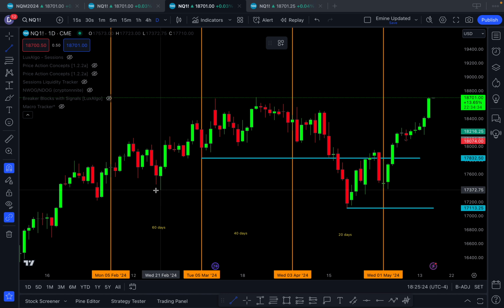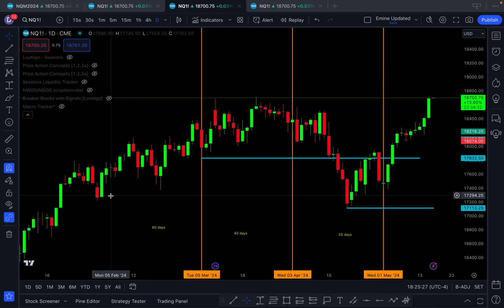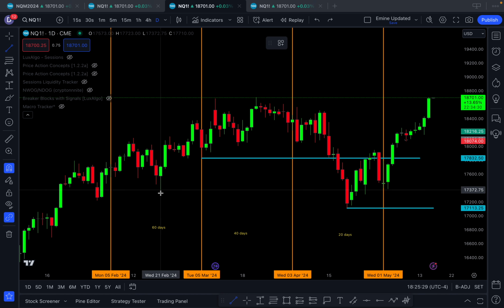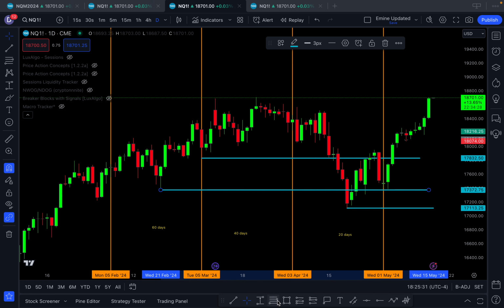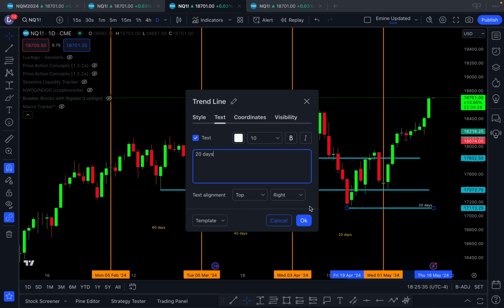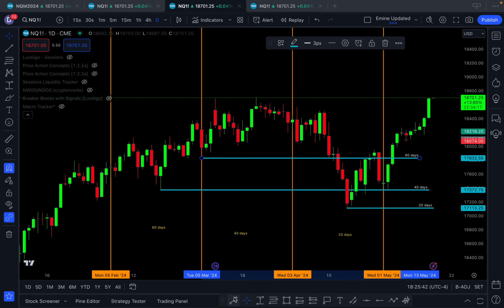And now we go to 60 days. Where's the low? Is there anything here? Nope. So this is the low. Extend it out. You can label them respectively. So this was 20, 40 days, just so you don't get confused when you go on the lower time frames. 60 days. Now do the same thing for the highs.